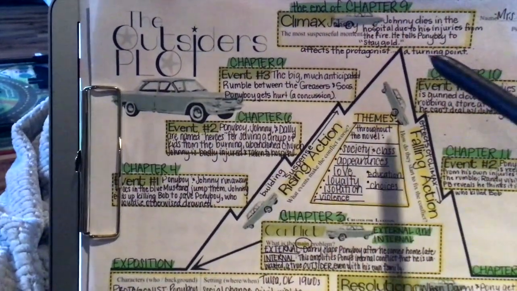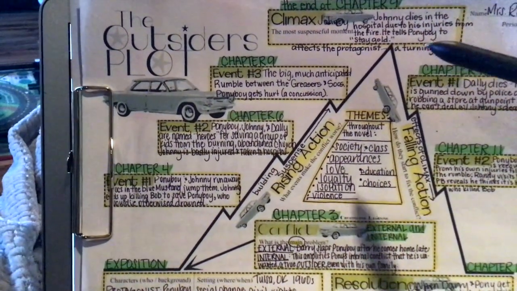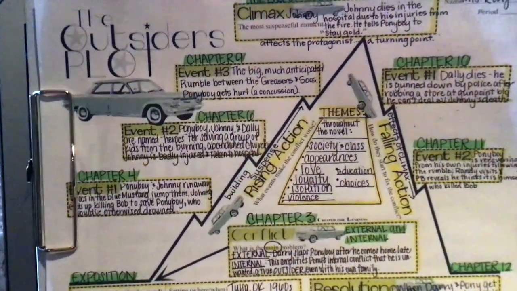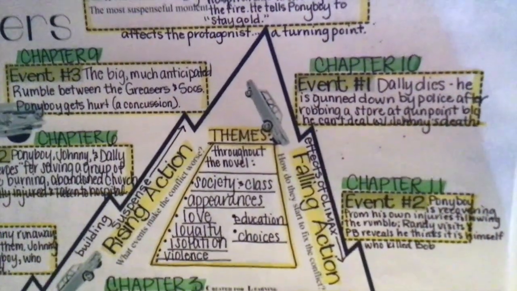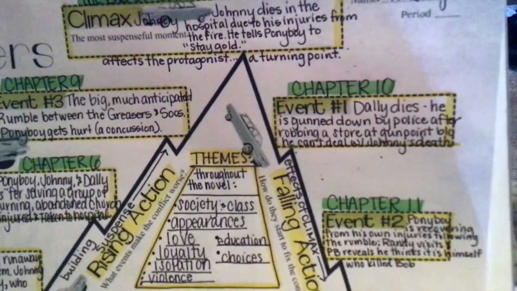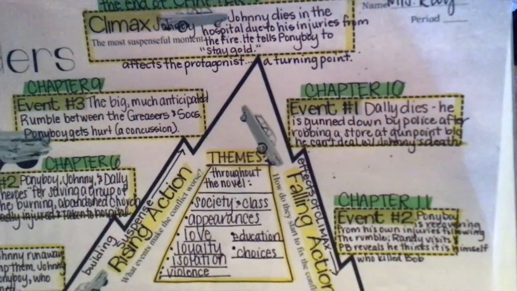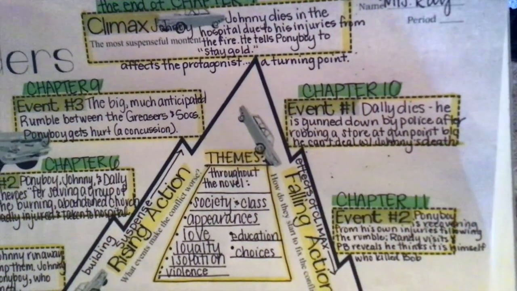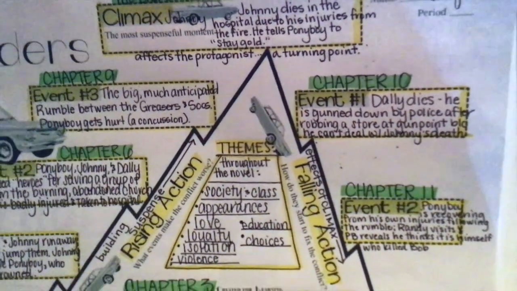So the climax was when Johnny died. He died in the hospital after his injuries, and he told Ponyboy to stay gold. The first falling action event that happened as a result of that is when Dally dies. He can't take it that Johnny is now dead. Several times in the novel, it says the only thing that Dally ever loved was Johnny, and so he runs out of the hospital and he is gunned down by police after robbing a store at gunpoint. So that is the first event in our falling action.